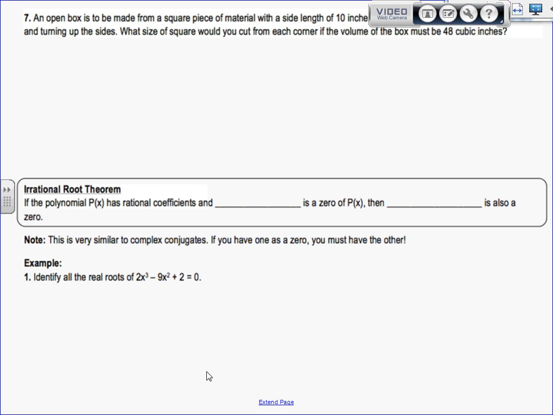Okay, an open box is to be made from a square piece of material, so maybe like cardboard or paper or whatever, that's 10 inches on each side. So it's 10 by 10.